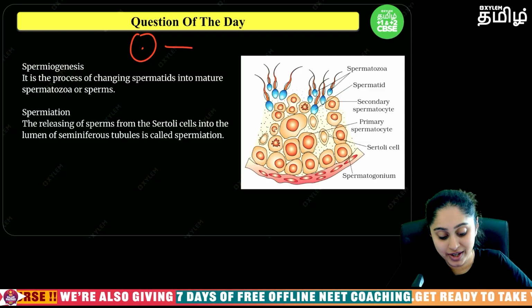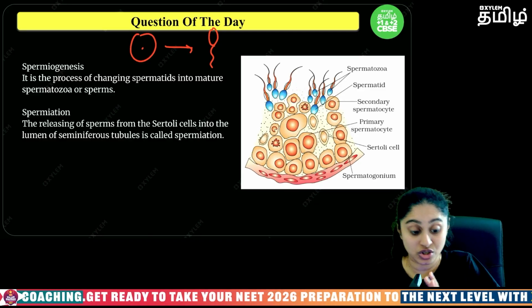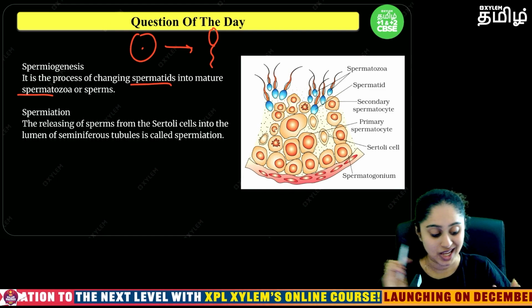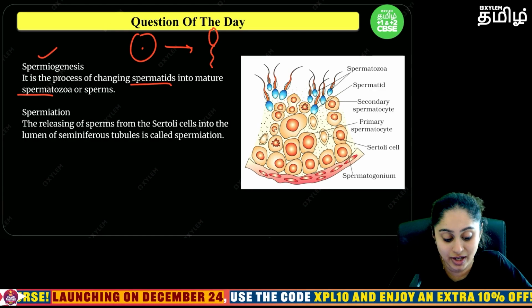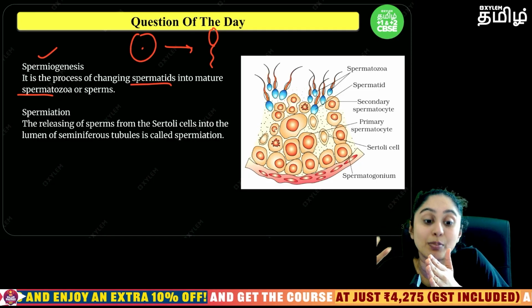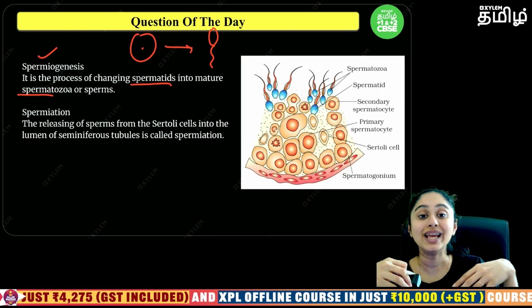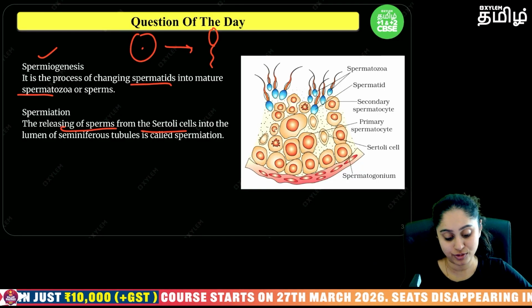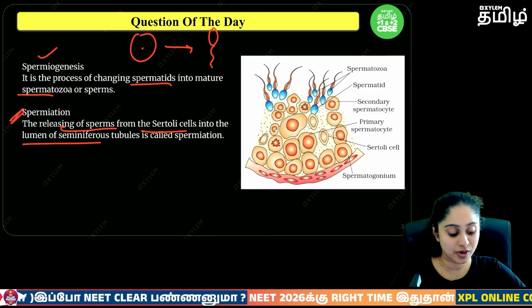Now, this spermatid has to convert into the normal spermatozoa-like structure. So this process of changing the spermatid to a spermatozoa or a sperm is called as spermiogenesis. But during this process, this spermatid or the spermatozoa will be attached to the Sertoli cells. Now, once this process of spermiogenesis is complete, this spermatozoa will be released into the seminiferous tubule. So this process of releasing it from the Sertoli cells and it entering the seminiferous tubule is what we call as spermiation.